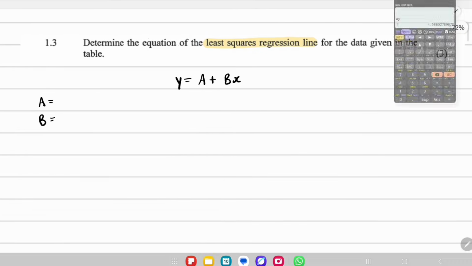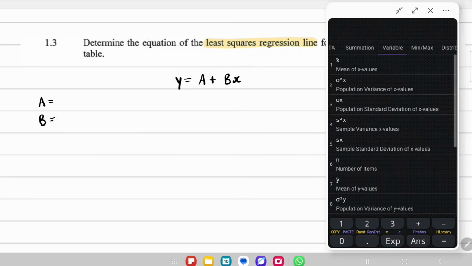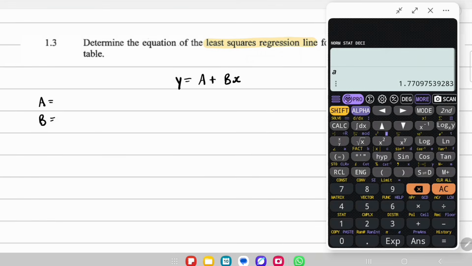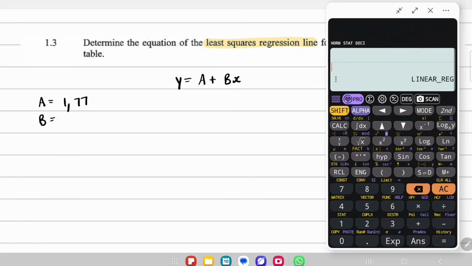On our calculator, we're going to press Shift 1, and then it pulls up the information where we can see variable, but this time we're not going to go for variable. We're going to go for option 5, which says REG, and that's for regression. And then when we go for that option, you can see the value of a and b. So a is simply 1 point, rounded to 2 decimal places, 77.